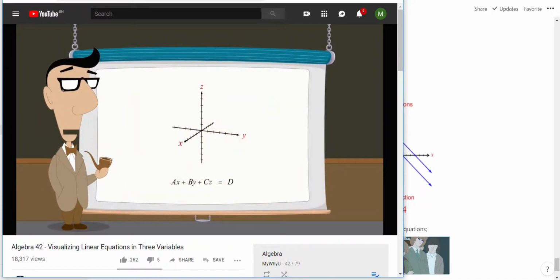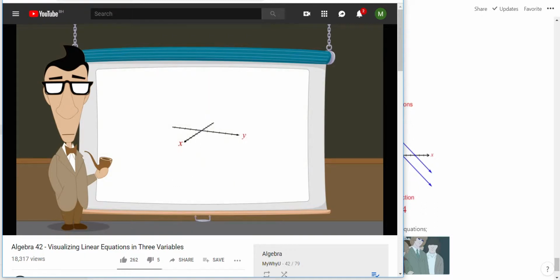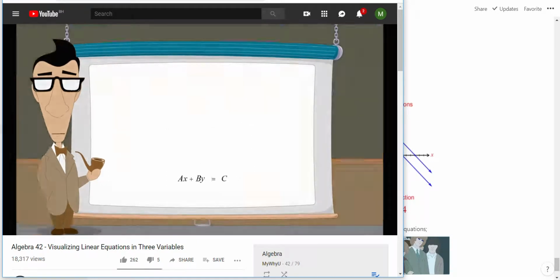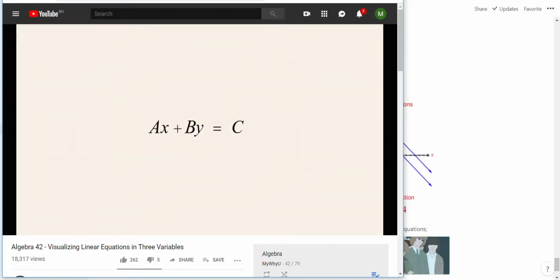So what does the graph of a linear equation in three variables look like? Let's start by looking at some simple examples in two variables and then extend the examples to three variables. When a linear equation is written in standard form, setting the coefficient of any variable to 0 causes the term containing that variable to disappear.